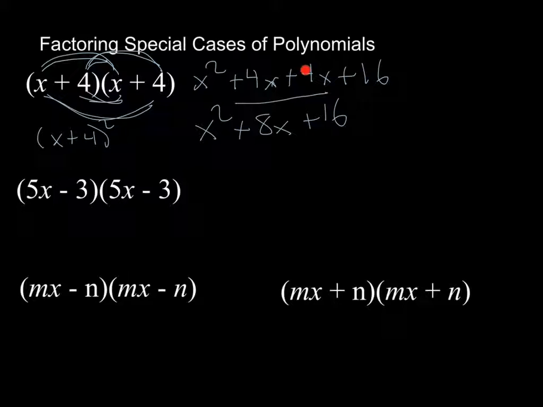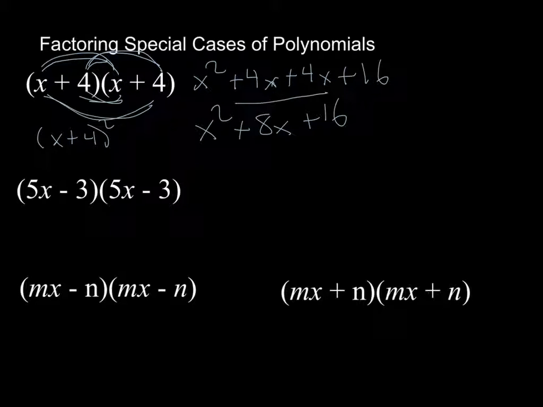A couple things we want to notice here. When these two are the same, you'll notice the outer and inner are going to give you two of the same thing. And that two of the same thing, when added together, gives you twice as much as the square root of what's going on over here. Kind of funny, isn't it? Square root of this times 2 gives you this.